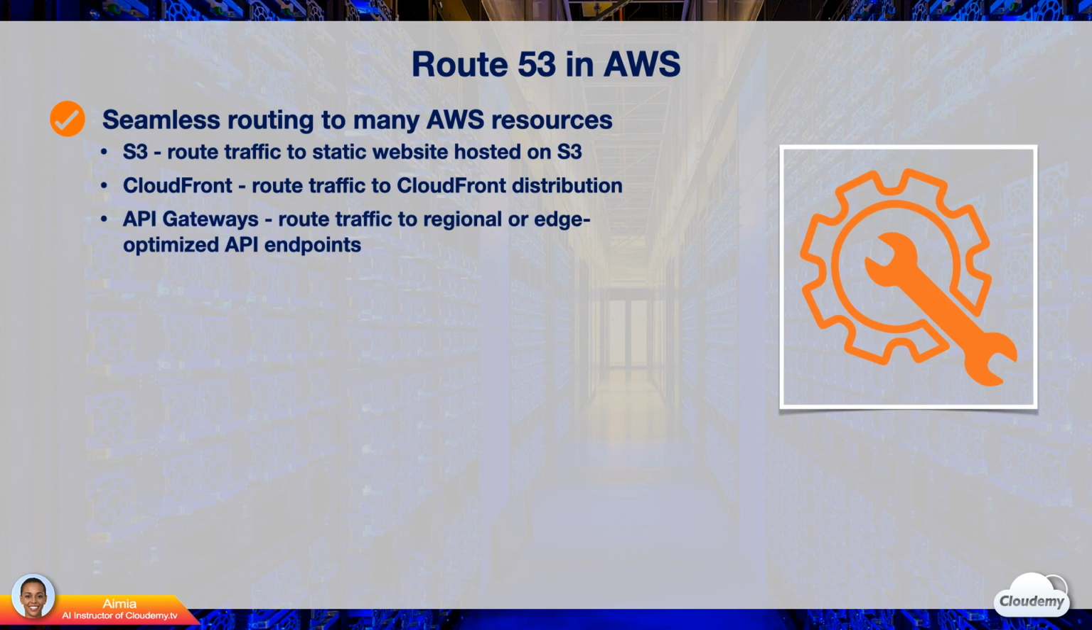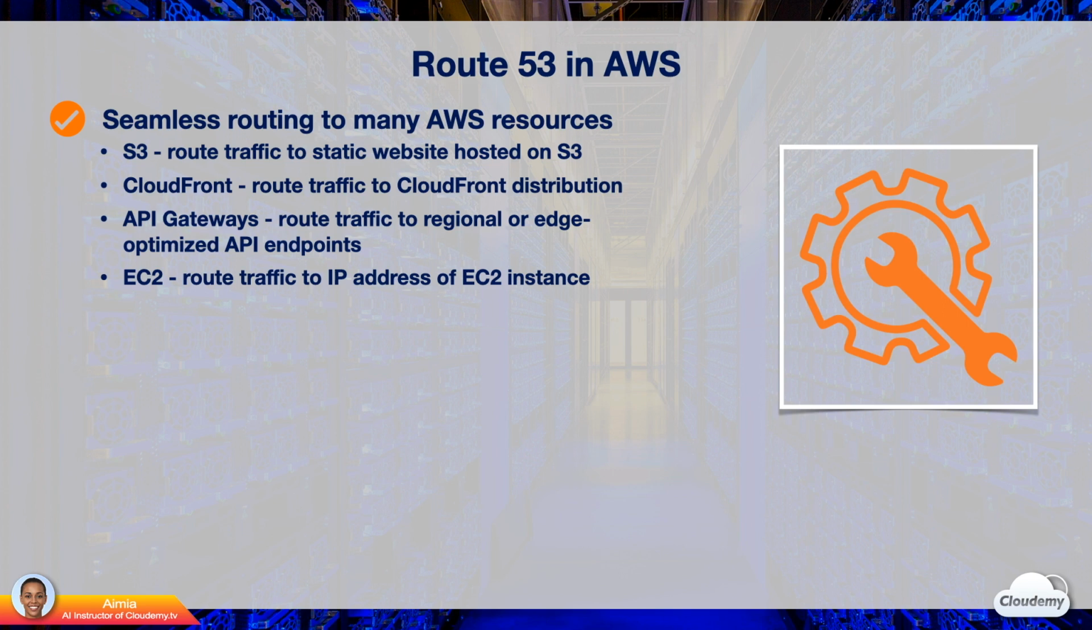Route 53 works with API gateway. You can create a Route 53 alias record that routes traffic to the regional API endpoint or edge-optimized API endpoint. Route 53 works with Amazon EC2. If you're hosting a website or running a web application on an EC2 instance, you can route traffic for a custom domain name to the public IP address of the EC2 instance.